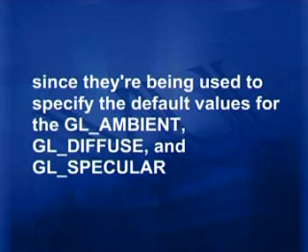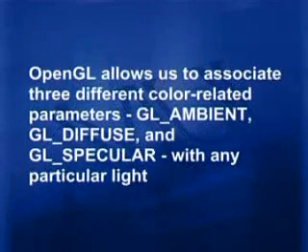And now we'll be talking about color. We have talked about color from multiple perspectives, but of course today we are talking about it from the light's color and the surface's colors perspective, and how the 2 colors specified are going to end up creating a specific look for the object. OpenGL allows us to associate 3 different color related parameters: GL ambient, GL diffuse, and GL specular with any particular light. And this we have just seen in our last example as well.